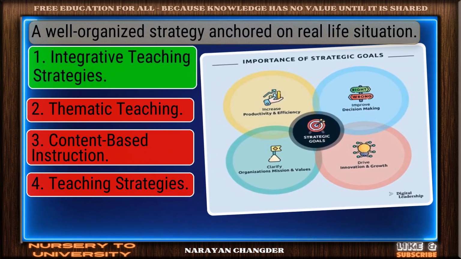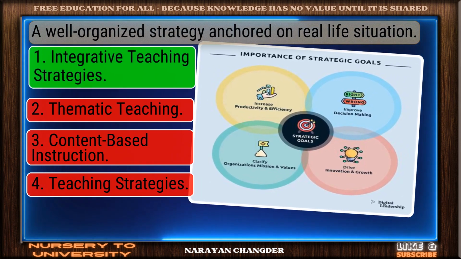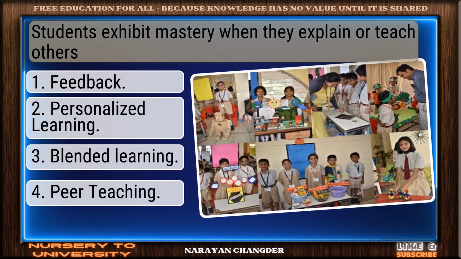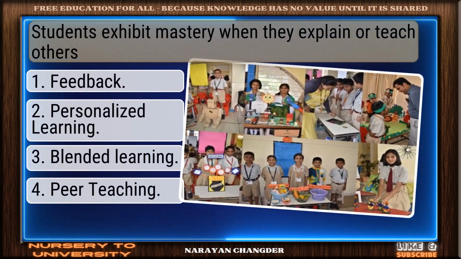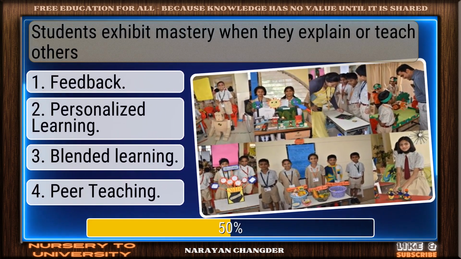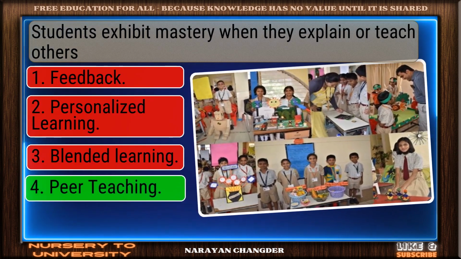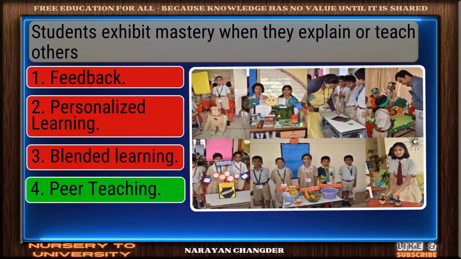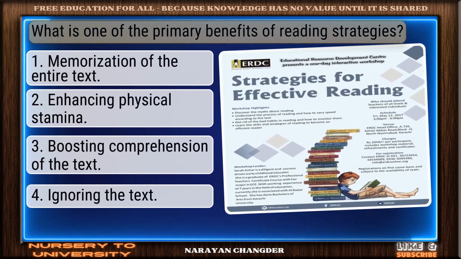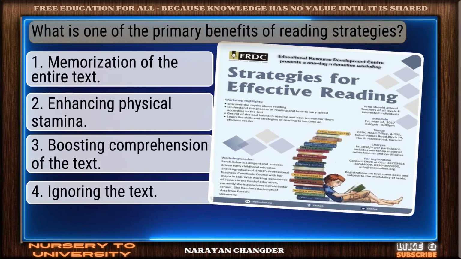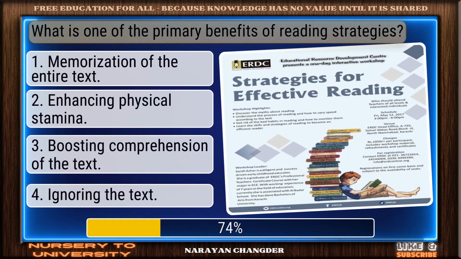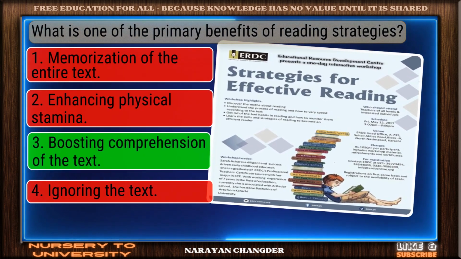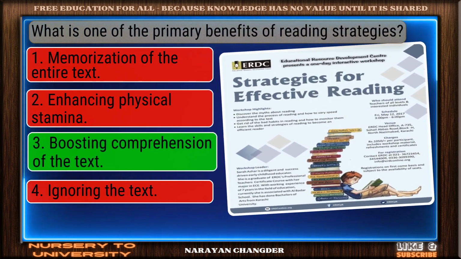Nice work. You chose integrative teaching strategies, and it is correct. Students exhibit mastery when they explain or teach others. Excellent choice. Peer teaching is the right answer. What is one of the primary benefits of reading strategies? You got it. Your choice, boosting comprehension of the text, is right.